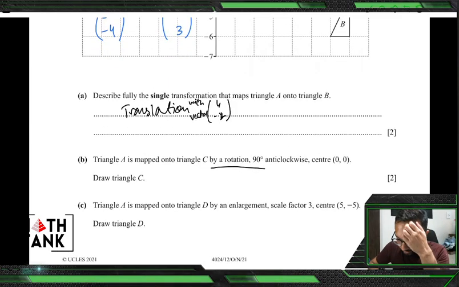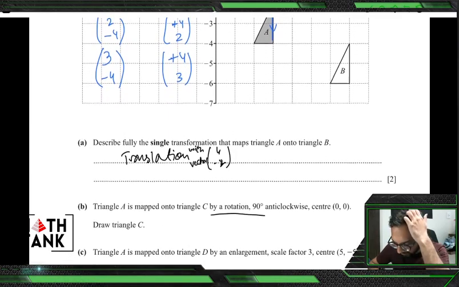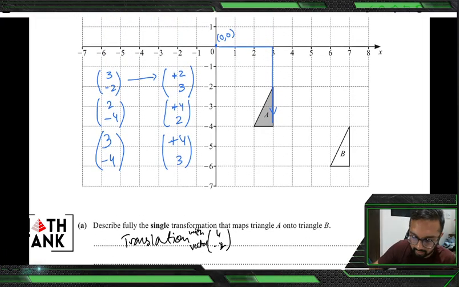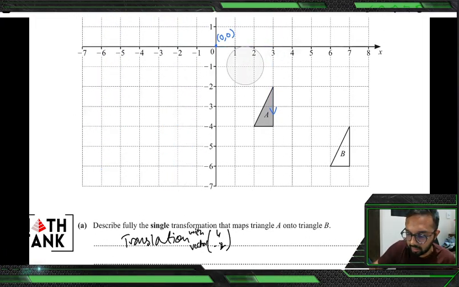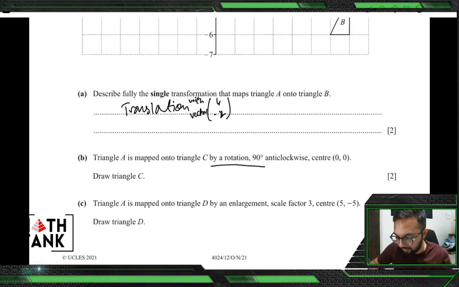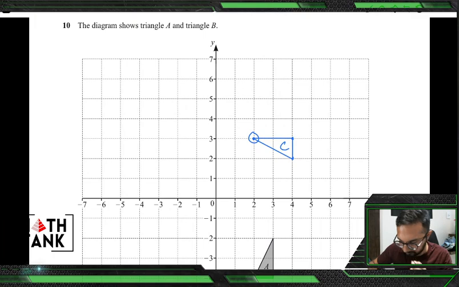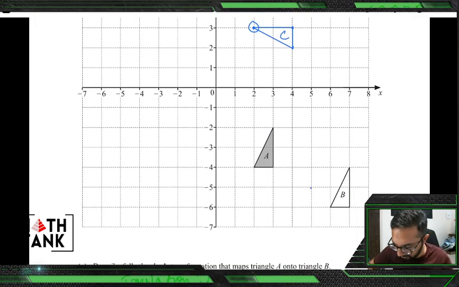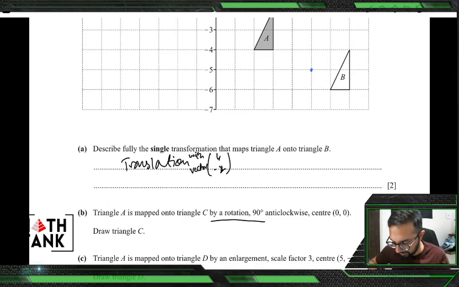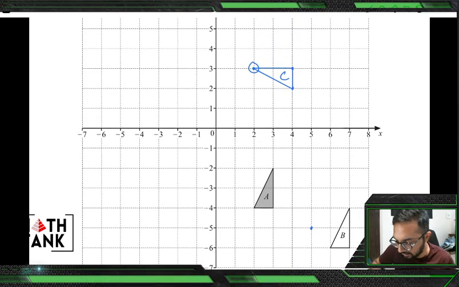Then this triangle D is mapped by an enlargement scale factor 3, center 5, -5. So again, I'm erasing all of this. Center 5 and -5. That's here. And the scale factor is 3. So again, I'm going to measure the movements and then work accordingly. So that's a movement of -2 and 1. When both of these get multiplied by 3, I get a movement of -6 and 3. So this point appears here.